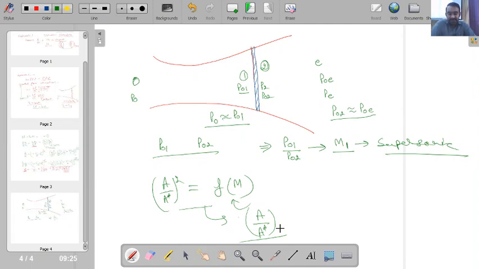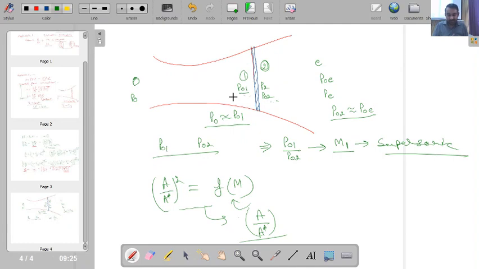In this deterministic approach, if we have the ratio of PE by PO and AE by A star, by just knowing these two parameters we can determine the location of the normal shock wave. How? First we calculate the exit Mach number, and once the exit Mach number is known, we take advantage of isentropic flow to predict the values of pressure across the normal shock wave.